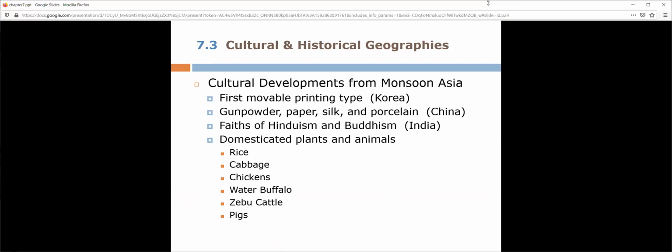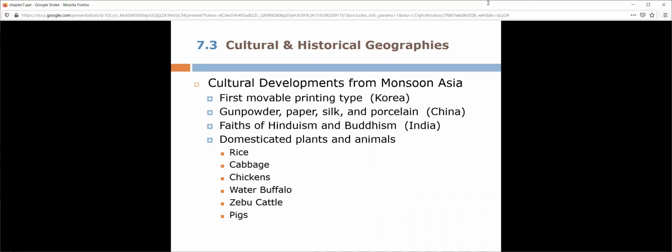All right, sweet. Talked a little bit about the populations. We could talk a little bit about the history of the area. A lot of the technology that exists in the world today originated in this particular region. The Koreans had the first movable printing type, right? That's books, essentially. The Koreans were able to print books first. The Chinese, of course, invented lots of things: gunpowder, paper, porcelain.